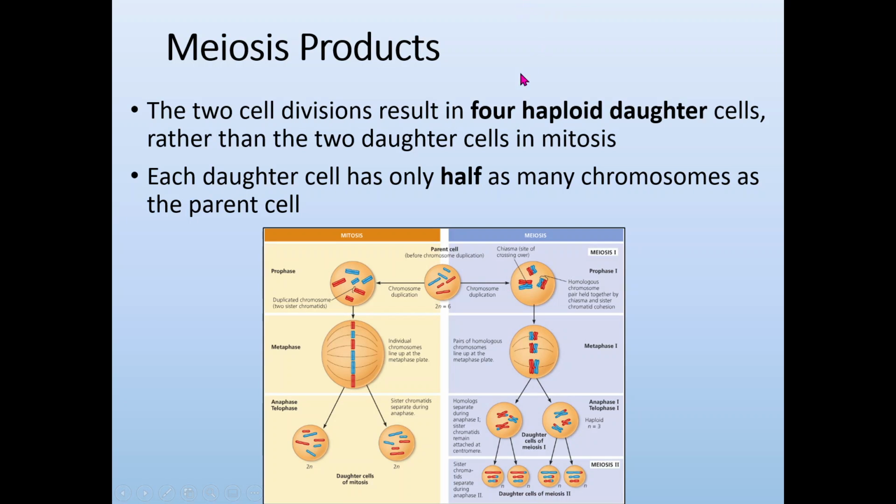So at the end, the products, we're going to end up with 4 haploid cells. So you're going to get twice as many cells, but each are going to have half as much DNA. And the other key thing is that these haploid daughter cells are going to be genetically distinct from the originating cell.